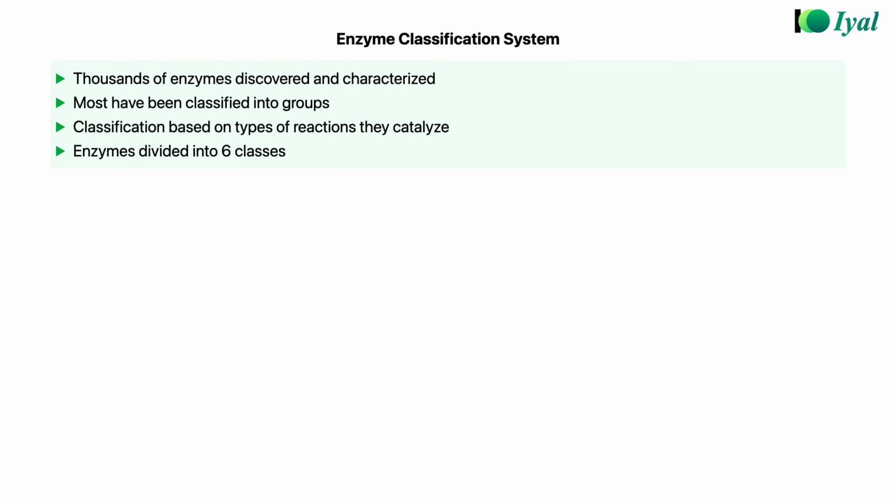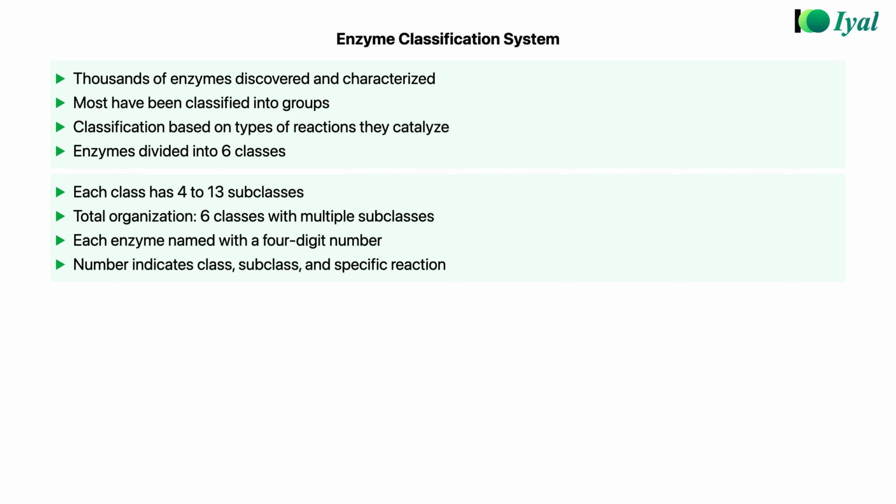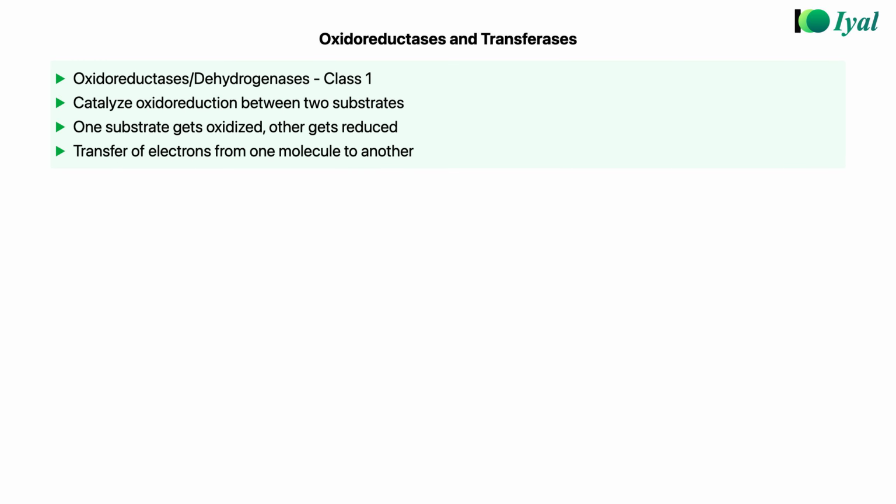Scientists have discovered thousands and thousands of enzymes. Each one was isolated, studied, and classified. The classification system is based on the type of chemical reaction each enzyme catalyzes. There are 6 main classes. Each of these 6 classes has multiple subclasses, between 4 and 13 for each class. Each specific enzyme gets assigned a 4-digit classification number that tells you which class, which subclass, and exactly what reaction it catalyzes. Let's look at the 6 classes.